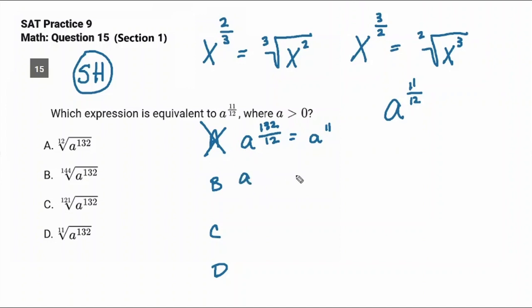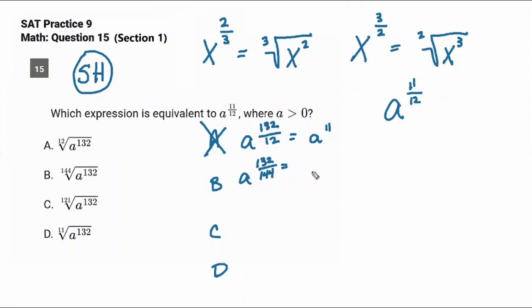A to the what? What goes on top? 132. And what goes on bottom? 144. I want to point something out to you here. Up here, the top number is smaller, the bottom number is bigger. We're golden.